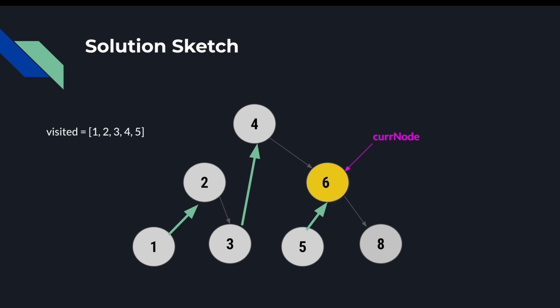6 has no more left pointers either, so we move right once again, and finally we end up at 8, so we visit 8. And now if you take a look at the order in which we visited nodes, you see that we indeed visited nodes in order. Okay, so now let's implement this idea.